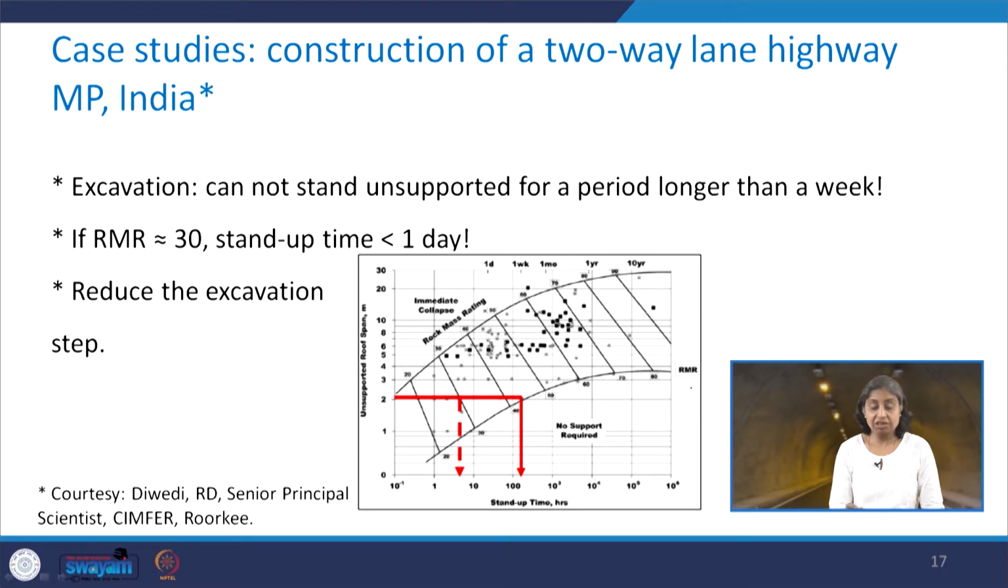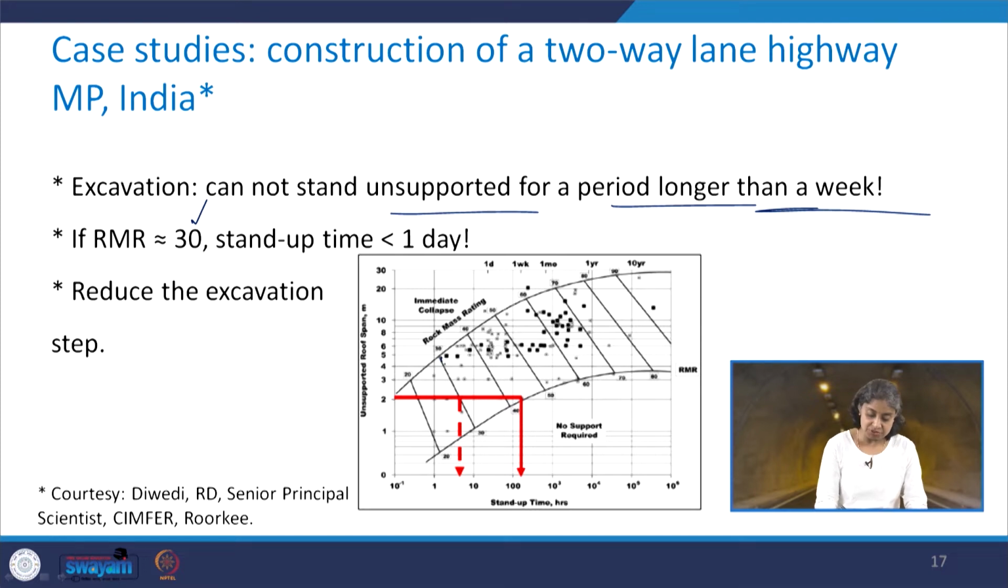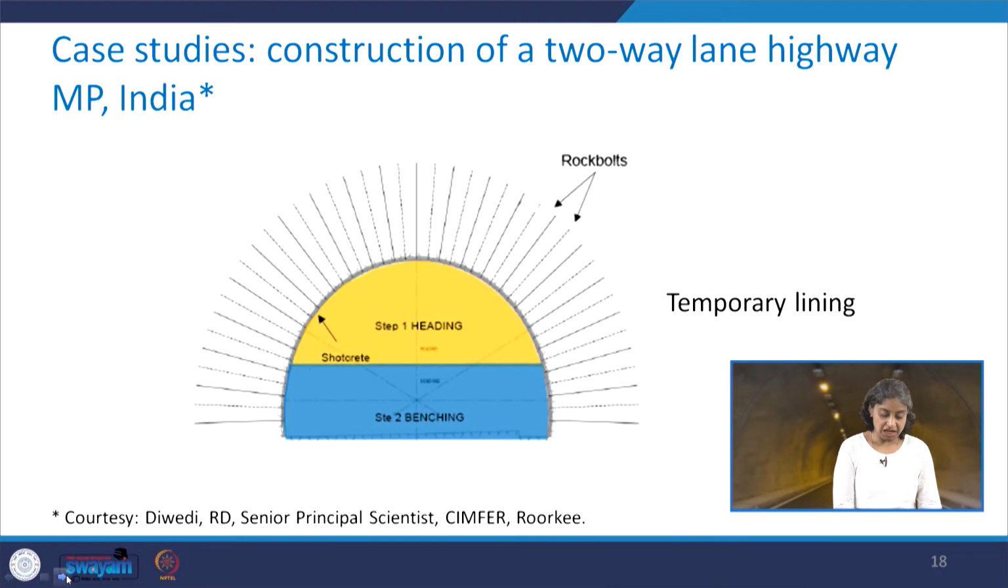Now at some stretches, the stand up time was even smaller. The excavation in that stretch could not even stand unsupported for a period longer than a week, wherever you had the RMR to the tune of, let us say, 30. So you see this is the 30 line, and in this case the stand up time is even less than 1 day. Therefore this reduced the excavation step. This is how this plot that you learnt can be used to decide what should be the unsupported roof span corresponding to the particular value of RMR, and the stand up time can be determined.